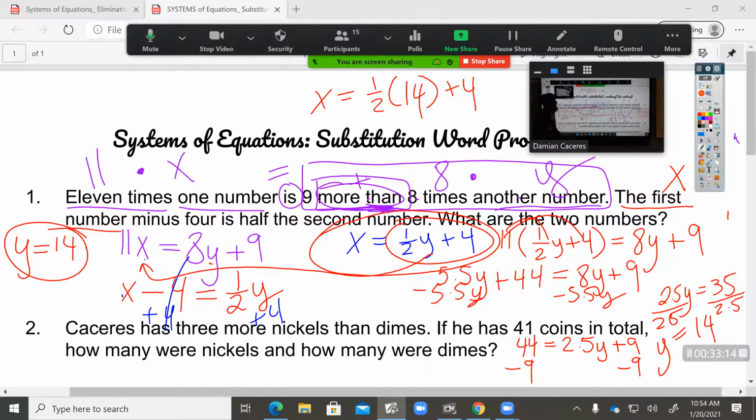Now we can solve it. What's half of 14? 7 plus 4, 11. Copy down the work. Ask me any questions if you have them, please.